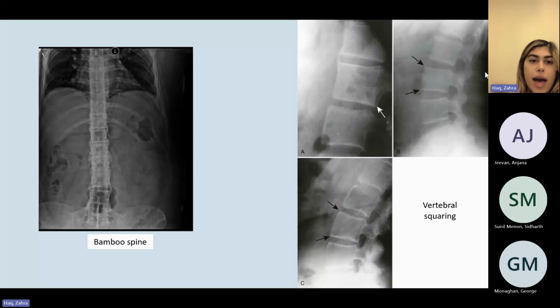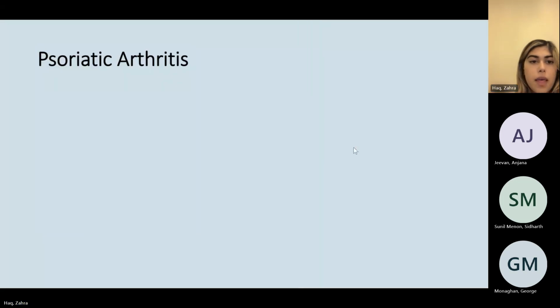Quite important to be aware of the radiological presentation. You can see there's a bamboo spine here, which is quite a late presentation, and vertebral lumbar squaring as well, which is also quite late.